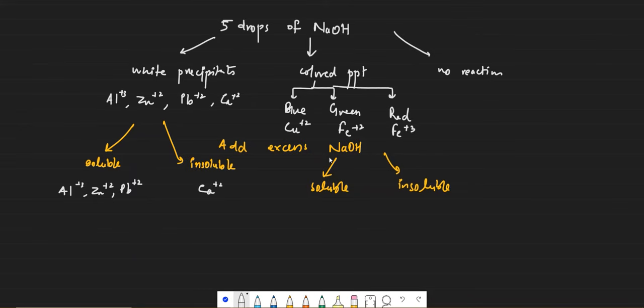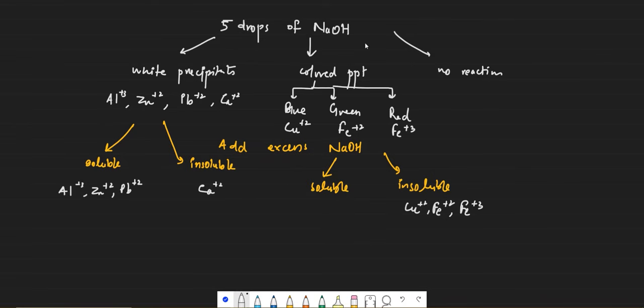Then I added excess NaOH. Again, 2 possibilities: either these ions will be soluble in excess or insoluble in excess. All of them are actually insoluble in excess. Copper, iron 2, and iron 3, all of them are insoluble in excess. Nothing is soluble in excess.